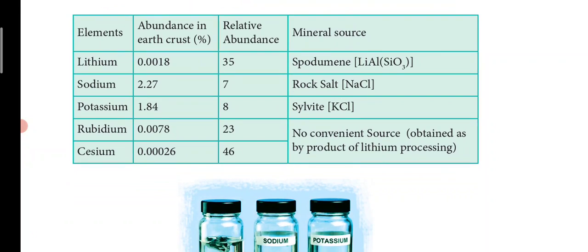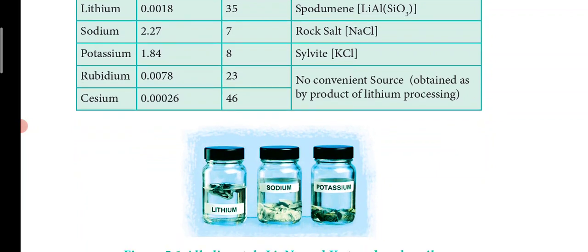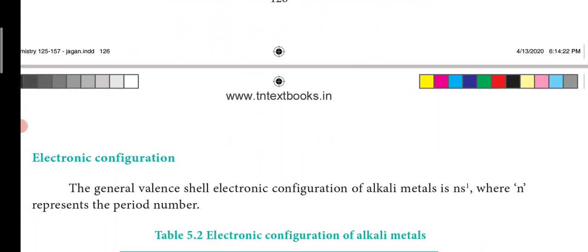Potassium is 1.84, mineral source is sylvite. Rubidium is 0.0078 and cesium is 0.00026, and there is not a proper amount, so there is no proper convenient source. Rubidium and cesium are obtained as by-products during lithium processing.